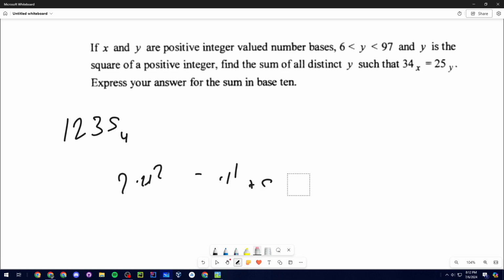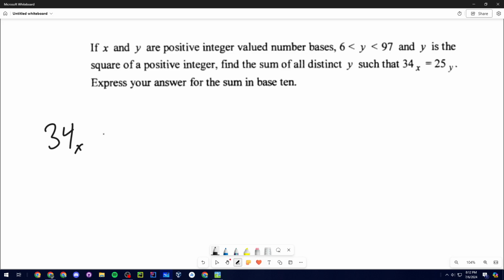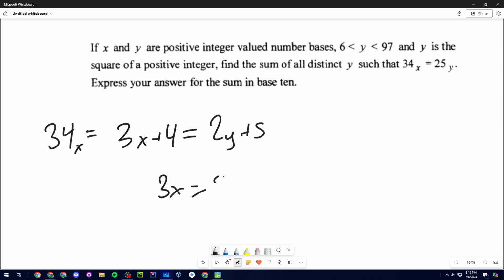How does that come about? Because every number that we usually deal with is in base 10. If you remember, the expansion of any base 10 number is just 1 times 10 cubed plus 2 times 10 squared, etc., right? So, 34 in base x is just 3x plus 4, and that's equal to 2y plus 5. Combining like terms gives you 3x is equal to 2y plus 1. All right, so now we have to find cases of x based off y.